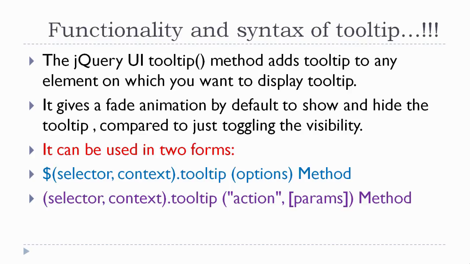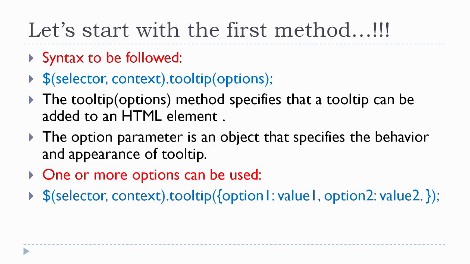Now the functionality and syntax of tooltip. The jQuery user interface tooltip method adds a tooltip to any element on which you want to display a tooltip. It gives a fade animation by default to show and hide the tooltip, compared to just toggling the visibility. Now it can be used in two forms: $(selector, context).tooltip(options) method, and the other one is the tooltip(action, params) method. Now let's start with the first method.